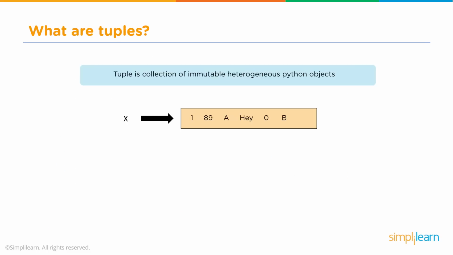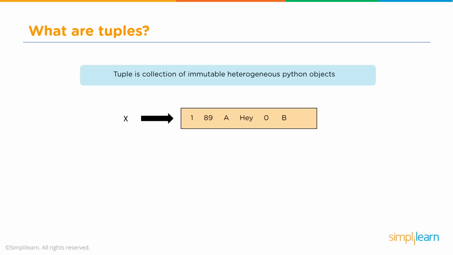So let's begin. What are tuples? A tuple is a collection of immutable heterogeneous Python objects. If you have gone through our previous video on lists, you would have noticed that even a list is a collection of heterogeneous Python objects. The only difference between a tuple and a list here is the extra term that comes in the case of tuples: they're immutable.